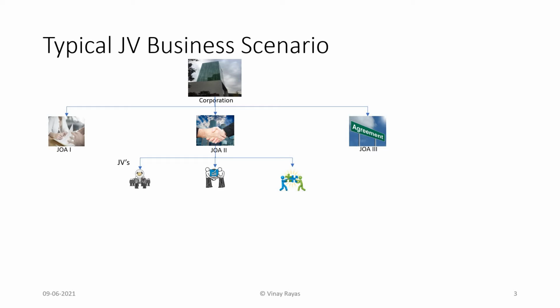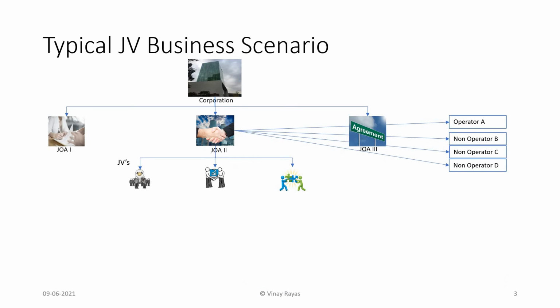The parties to a JOA can be classified as either an operator or non-operator. The operator has working interest and is responsible for exploration and production. The non-operators typically are investors, financial institutions.